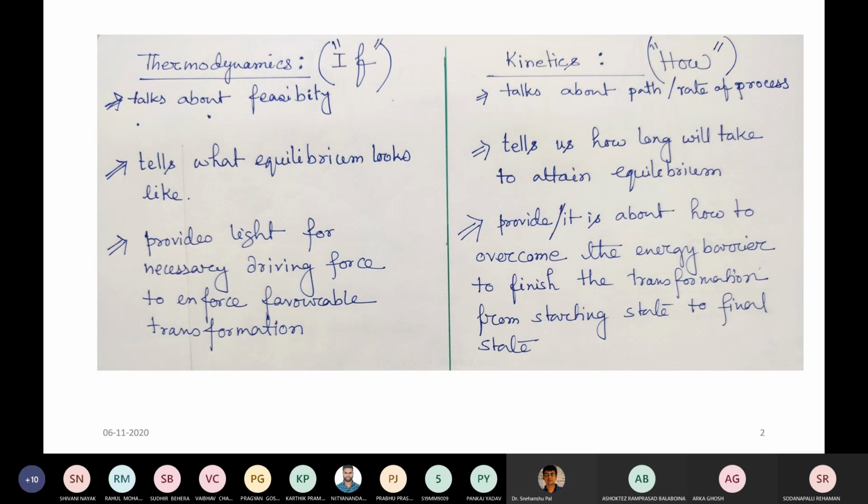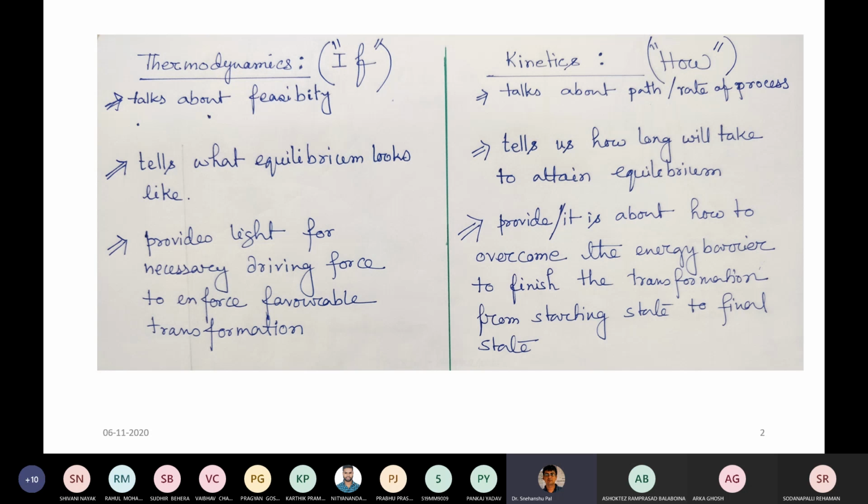So here the process, how the path is going to take place, and during the path what the way will be and what the energy barrier will be, and how you are overcoming the energy barrier to finish a particular transformation from initial state to final state. All those things are under the purview of kinetics.